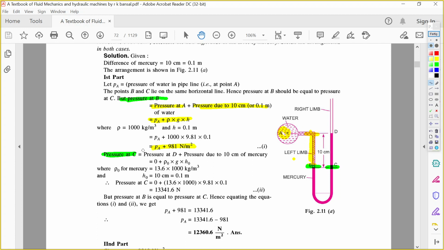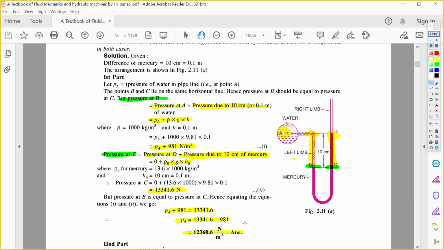After that, pressure at C equals pressure at D plus pressure due to this 10 meter height. Pressure at D is 0 because there is no increase in height, and the pressure is P naught, rho naught, g naught. After a simple calculation, equating the pressure at B and the pressure at C, we can calculate the value of the pressure at A, which is something like this.